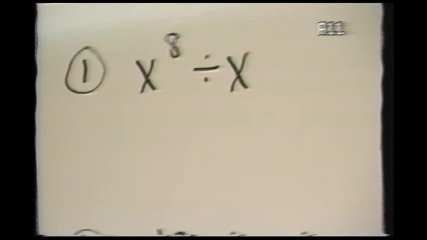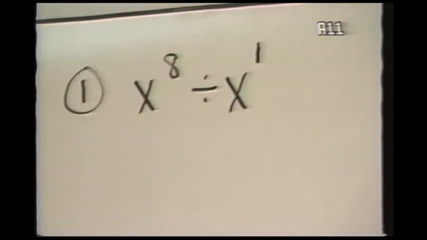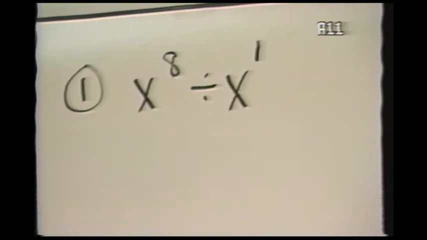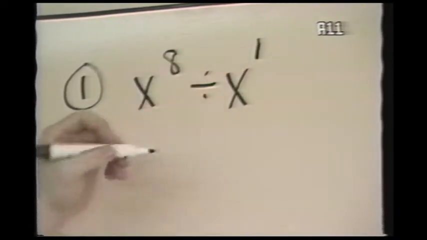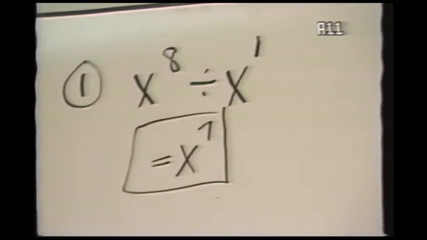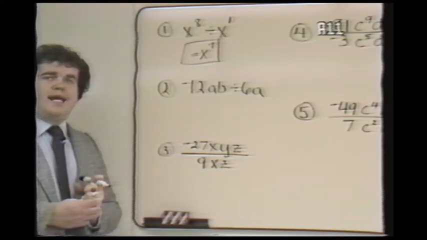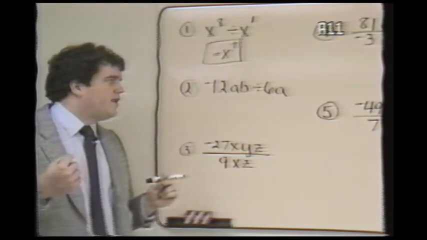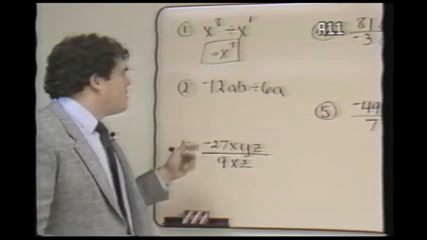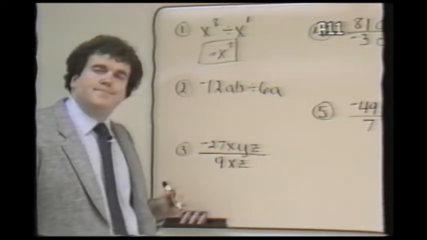X to the 8th divided by x. Now, when we see that x, I want you to remember that that x is the same as x to the 1st power. X to the 8th divided by x to the 1st, well, I'm going to take 8, subtract 1. My answer will be x to the 7th power. Very simple. Now, the same thing occurs in division. When we look at problem number 2, we take care of the numbers, then the a's, then the b's.